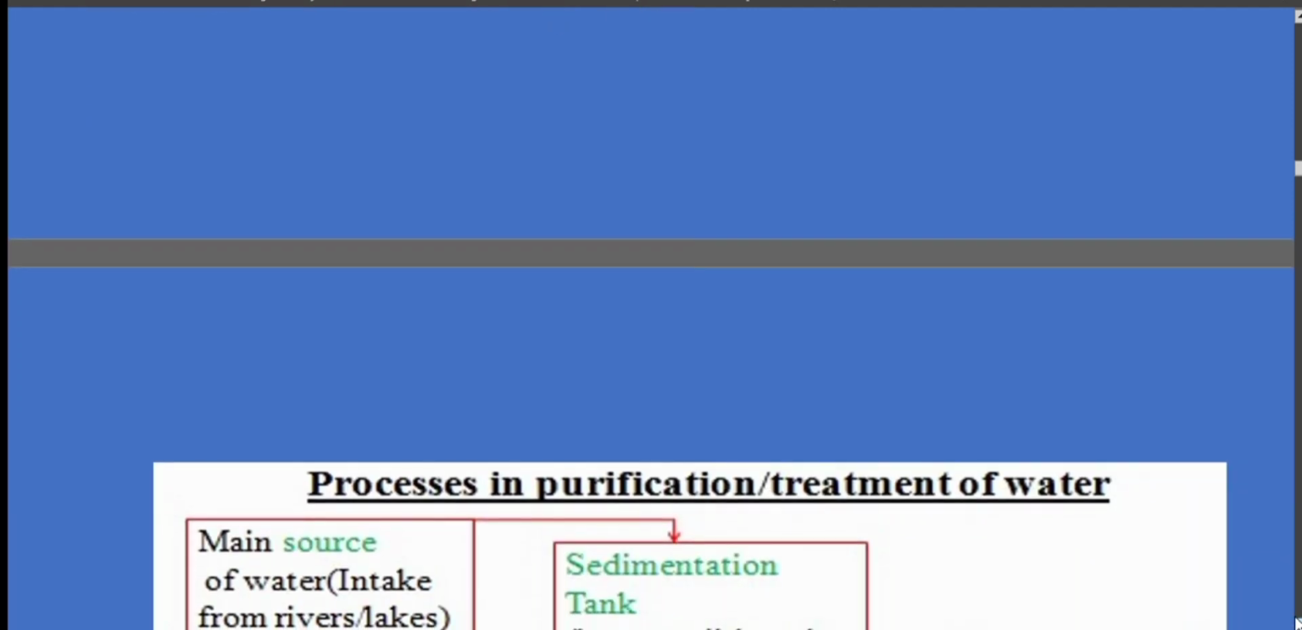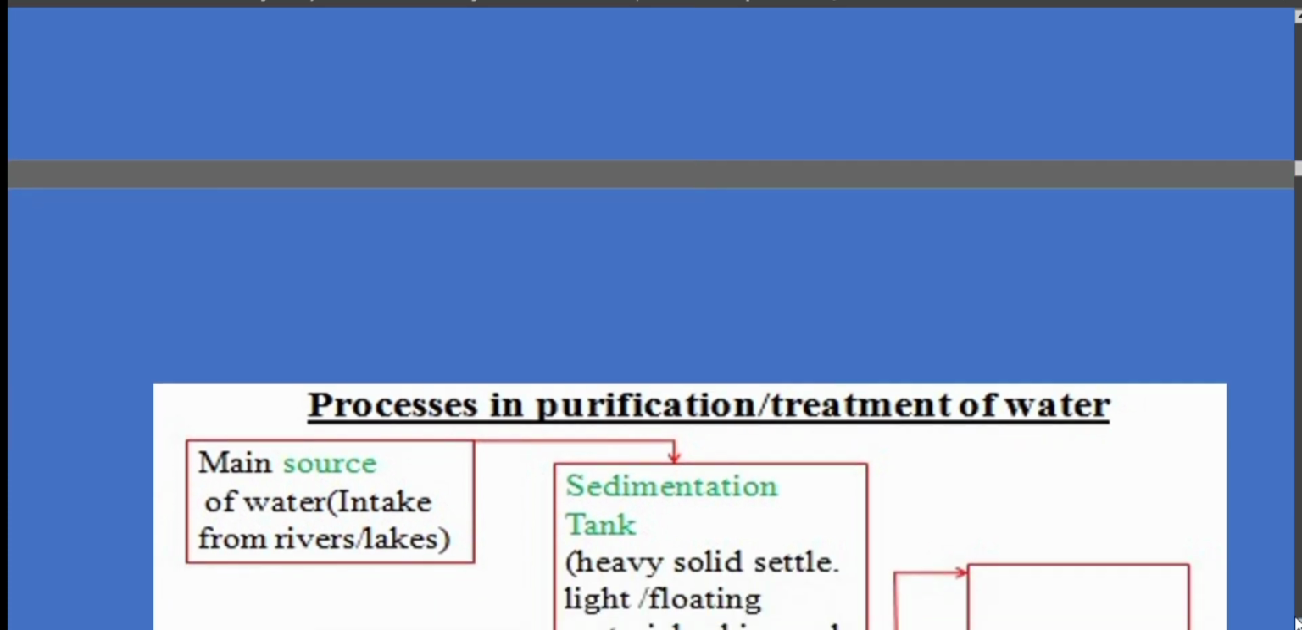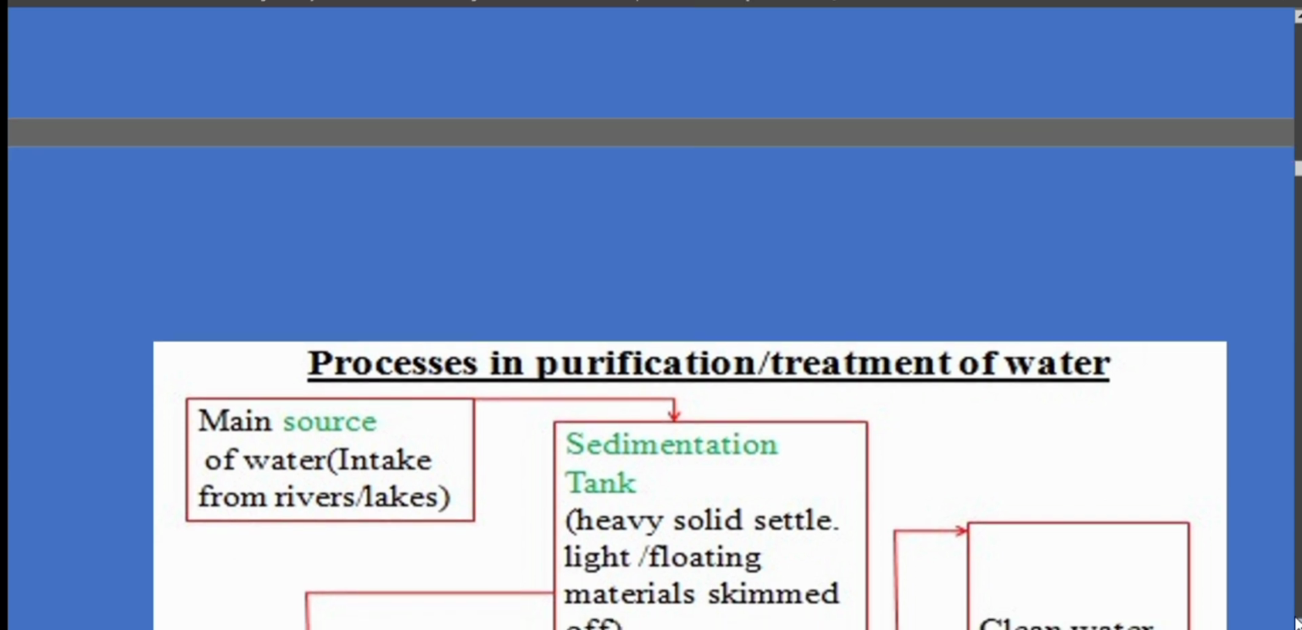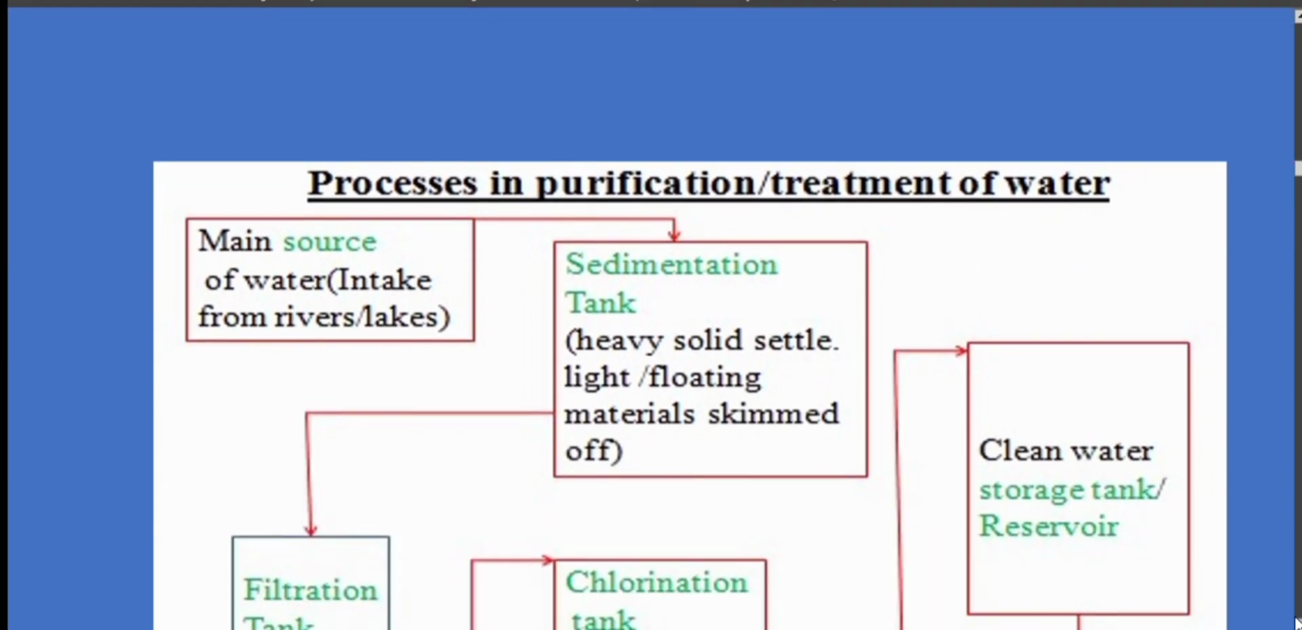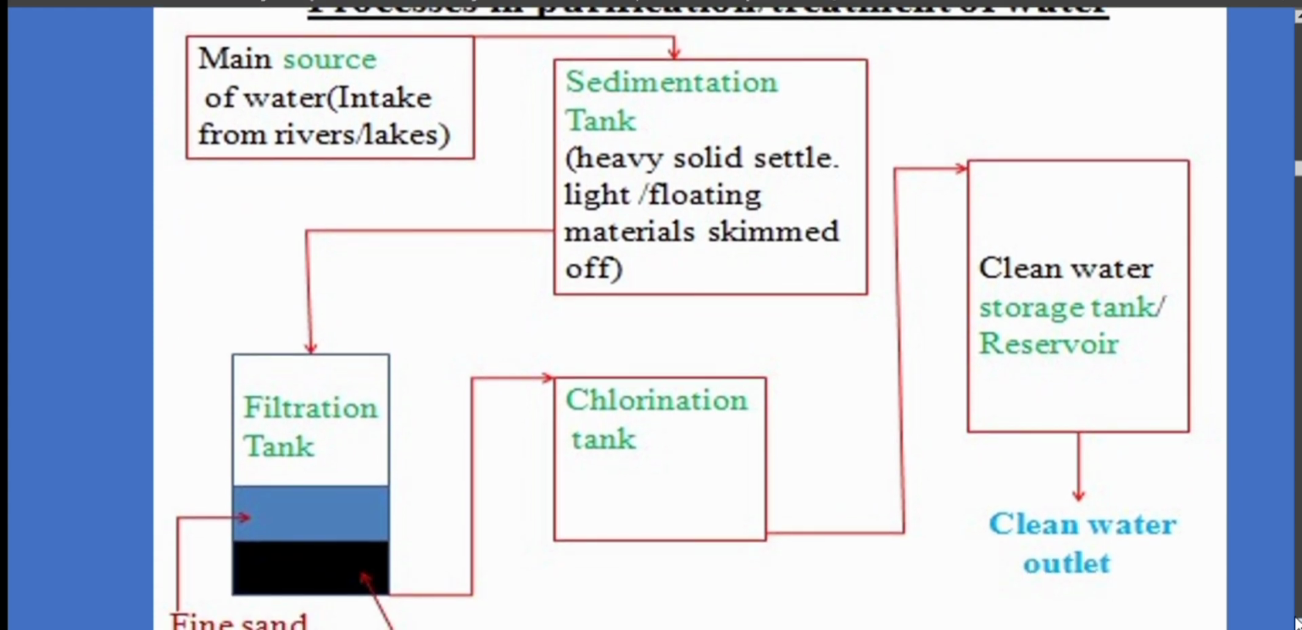Then you have the process of purification of water or treatment of water. So it is not only in engines, but we also use filtration in purification or treatment of water. If you can see this diagram here, we have the main source of water. This water is either from rivers or from lakes.